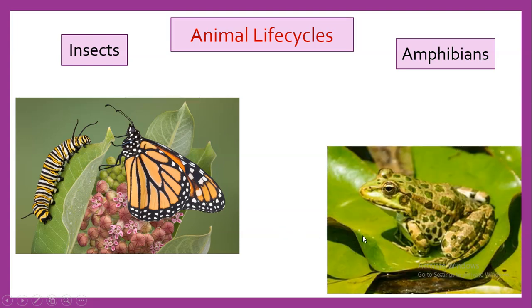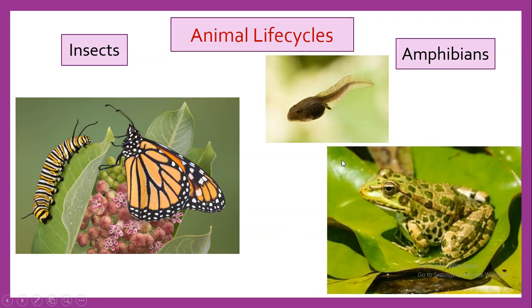Now, look at this adult frog and its baby. This is a tadpole. The adult frog has legs. It breathes with its lungs because it lives on land. And this tadpole lives in water. It means that it breathes with its gills and has a tail, as you can see. This is a tail and no legs. So they look very different from each other, right?